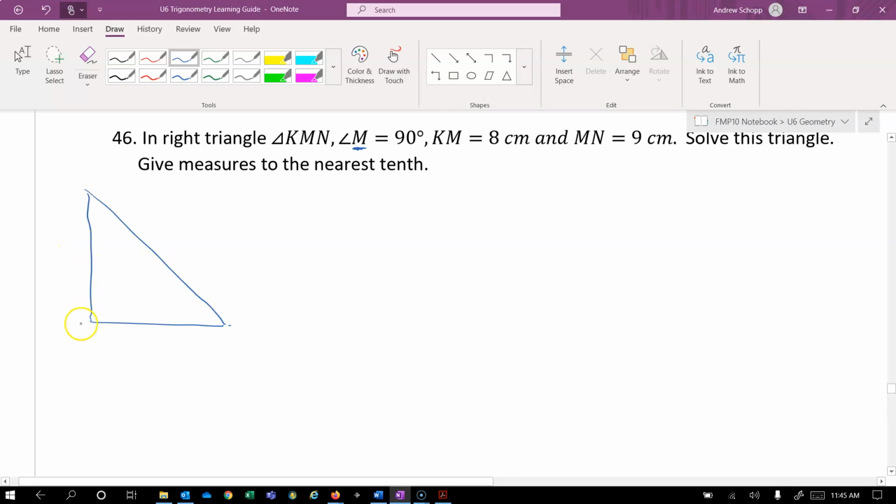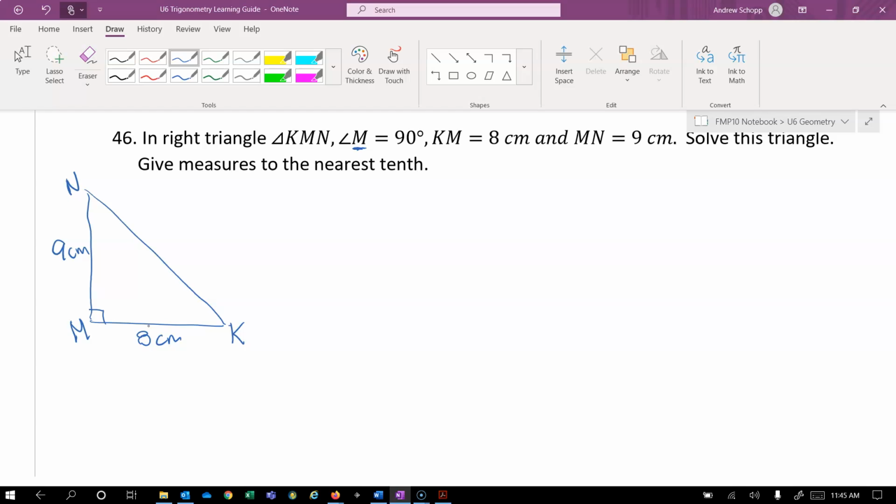Let's say that this is angle M, 90 degrees. And KM is 8 centimeters. And MN is 9 centimeters. So we just have to take our time, make sure we draw our triangle so that it looks correct for the values we've been given.